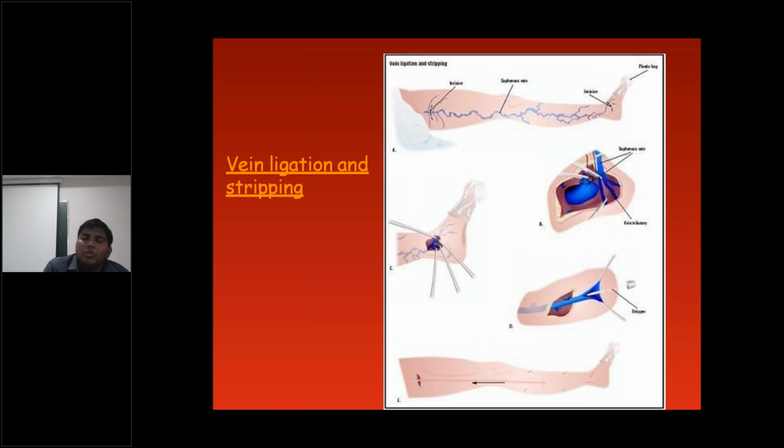There are people who support both stripping from above and stripping from below. So the stripper can be introduced either at the saphenofemoral junction and stripped from above, or you could introduce a stripper from below and strip upward.